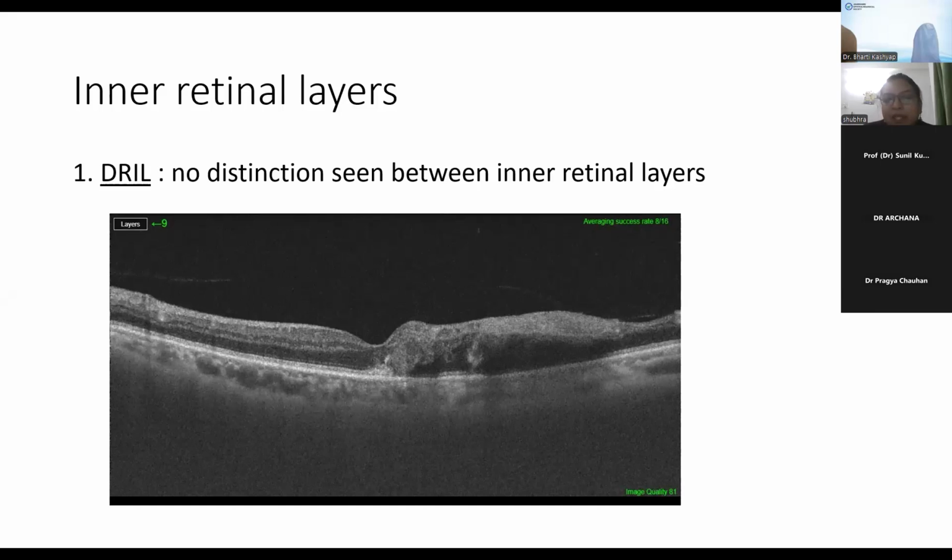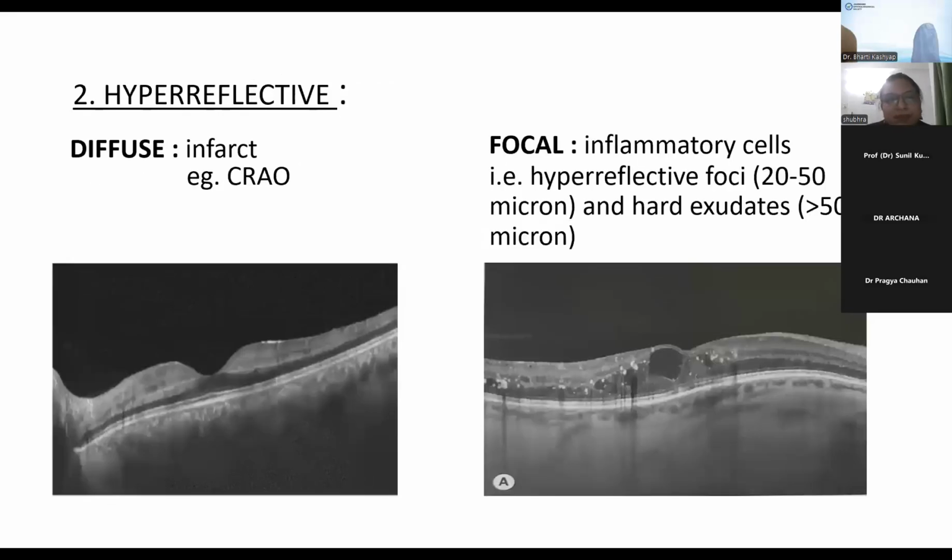So what happens here is there is no distinction seen between the inner retinal layers. If you see in the image on the left hand side, you can see very well demarcated light and dark bands. However, on the right side of the image, it just shows a homogeneous type of structure. So this is what is DRIL. There is no distinction between the inner retinal layers, and this signifies a poor prognostic marker in any disease that is there. This, however, is a case of vein occlusion.